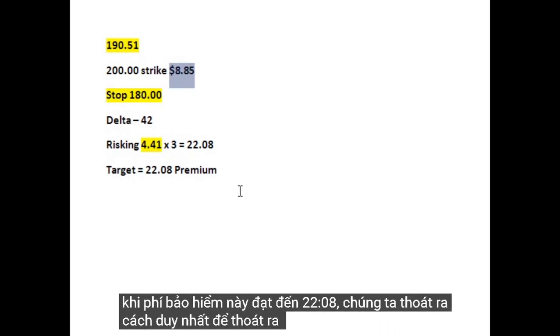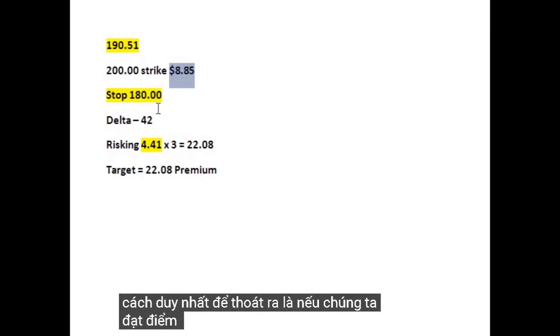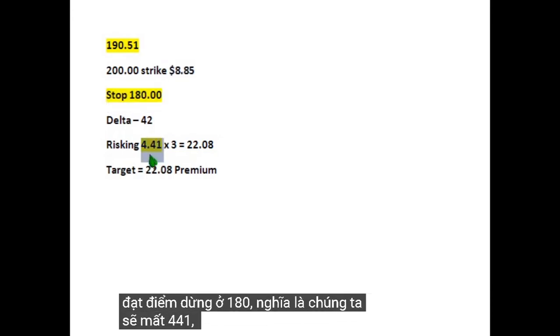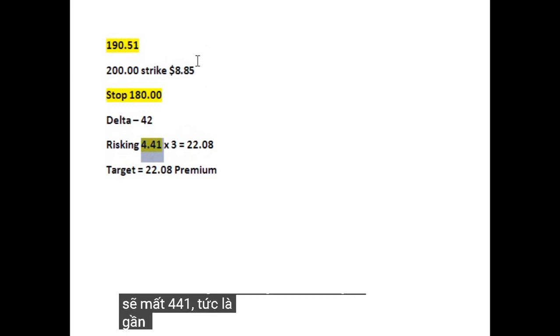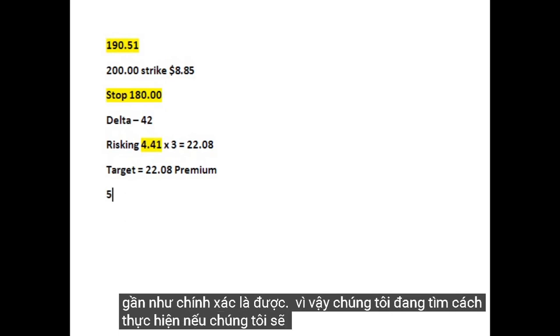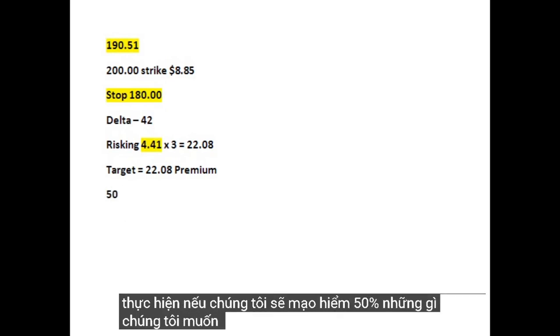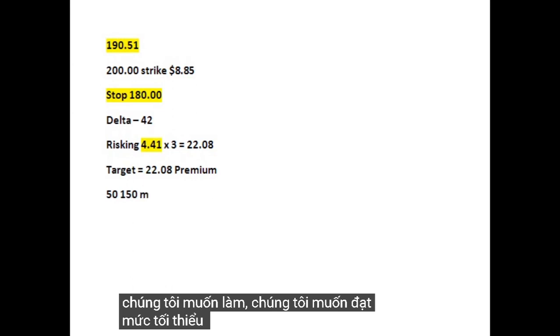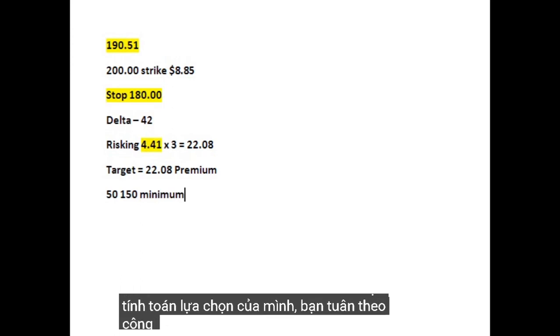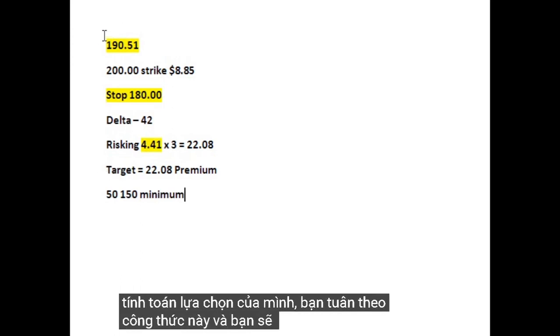The only other way we get out is if we hit our stop at 180, which means we will have lost 441, which is about 50%, almost exactly. Okay? So we're looking to make, if we're going to risk 50%, what do we want to make? We want to make 150% minimum. Okay? And that's how you calculate your option. You stick to this formula, and you will make a killing.